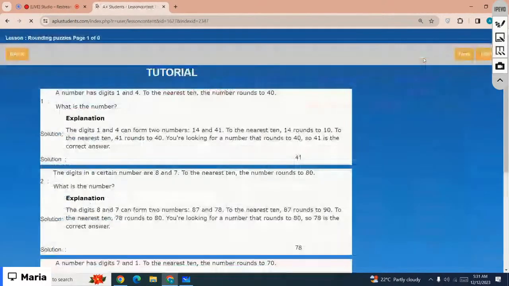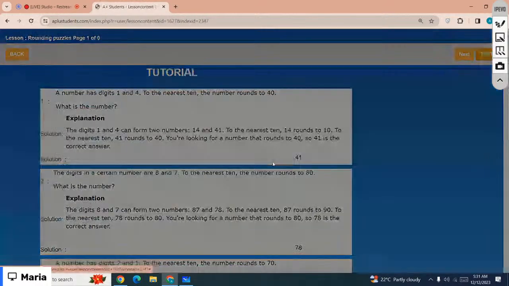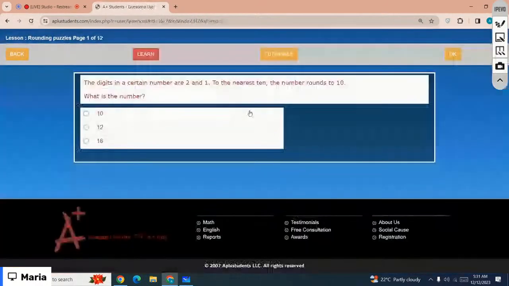Okay, so basically you are given puzzles. You have to read them carefully and find the missing numbers, right? Let's start with the first one. The digits in a certain number are 2 and 1, right? To the nearest 10, the number rounds to 10. What number is it? The number is made up of only two digits, 2 and 1. But when you round off the number, it is rounded off to 10, which is the correct option.